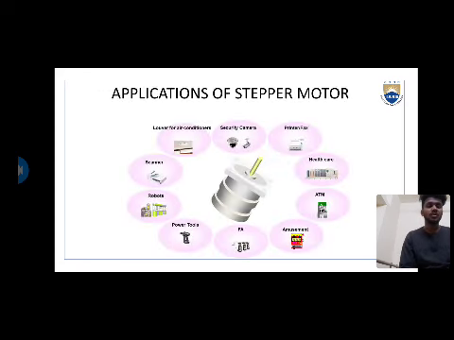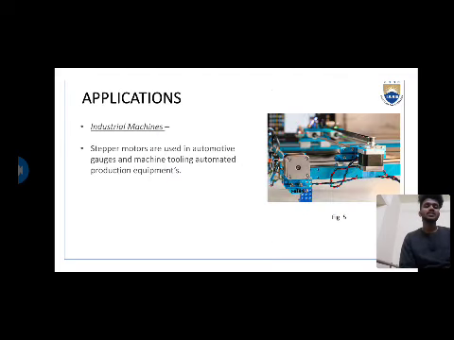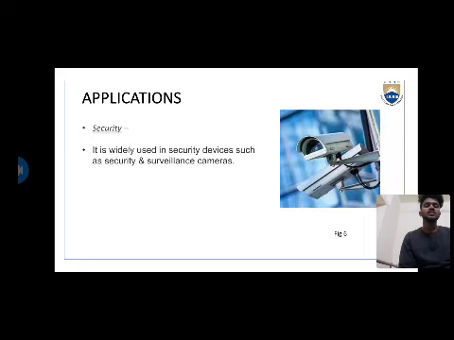Applications of stepper motor. Applications in industrial machines. Stepper motors are used in automotive cases and machine tooling automated production equipment. Security. It is widely used in security devices such as security and surveillance cameras.